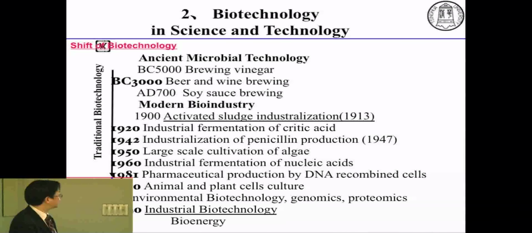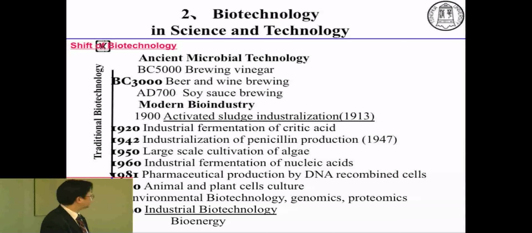And then the fermentation of citric acid and also the penicillin production industrialization, as you know. And then comes the large-scale cultivation of algae, and also the nucleic acid fermentation industry, and also pharmaceutical production by DNA recombinant cells. From the 80s, we come into the modern biotechnology era, mainly presented by DNA recombination technique, and also other modern biotechnology such as systems biology and metabolic engineering, etc. And also animal and plant cell culture. After this, environmental biotechnology and also genomics and proteomics, nowadays we call systems biology, were appearing.